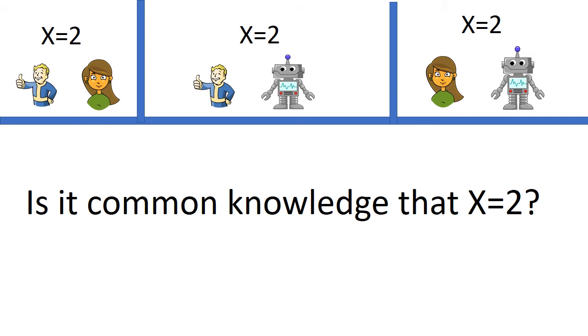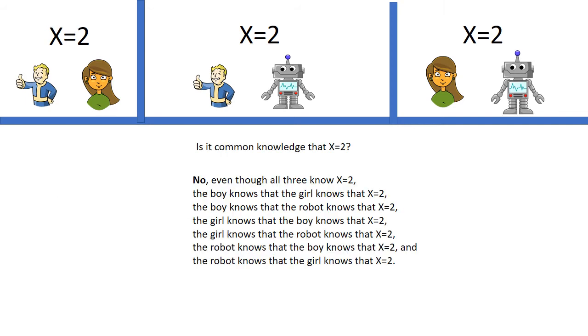Why don't you pause the video and try to work this out? The answer is no. X equals 2 is not common knowledge. This is kind of weird, because all three of these individuals know that X equals 2. The boy knows that the girl knows that X equals 2, and the boy knows that the robot knows that X equals 2. So the boy knows that everyone else knows that X equals 2.